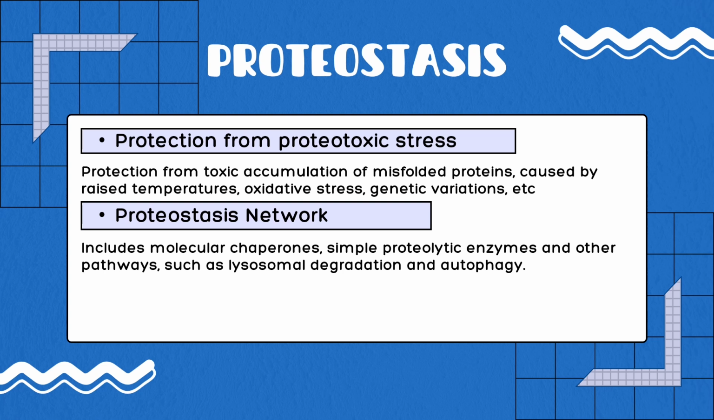Obviously this is not a good thing, and the cell does its best to control the accumulation of these misfolded proteins by the process of proteostasis, and it does that through molecular chaperones, through enzymes, and through other pathways. The molecular chaperones are mostly involved in making sure the protein does not misfold in the first place, as you are going to take in the chapter on proteins and enzymes, I believe. And proteolytic enzymes are there to digest and break down the misfolded proteins to prevent their accumulation, and that also happens with lysosomal degradation and autophagy.